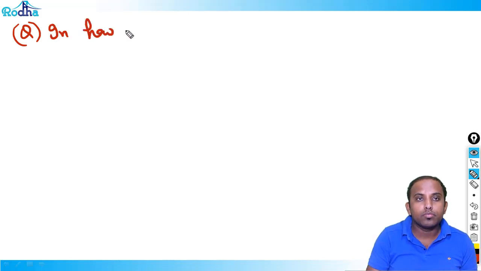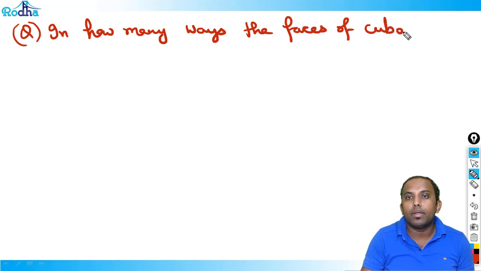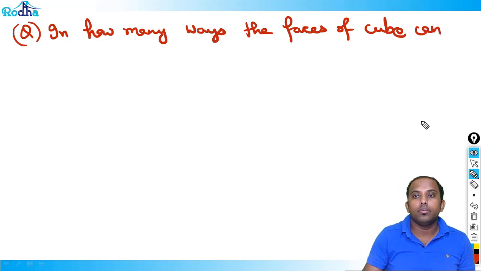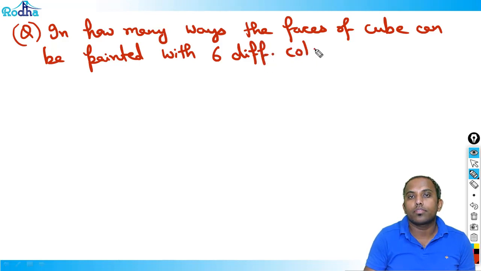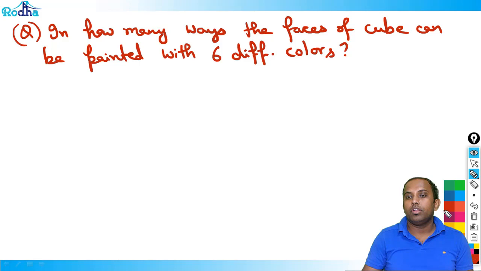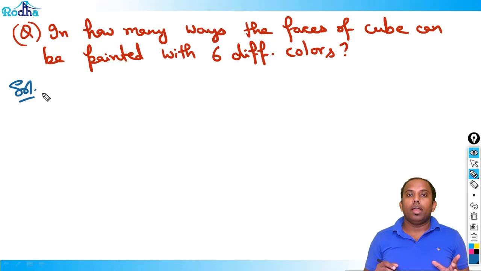In how many ways can the faces of a cube be painted with six different colors? There is a question here, right? Now let's try to understand this question. We have to paint the faces of a cube in six different colors, right?